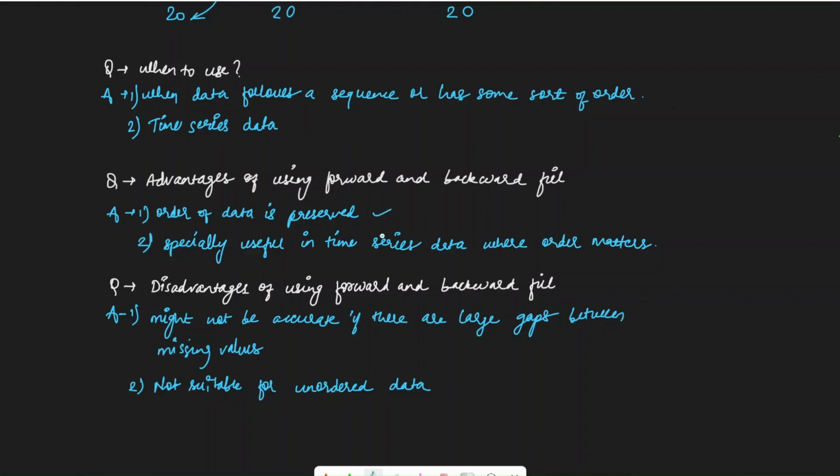There are a couple of advantages of using forward fill and backward fill. The first is that the order of data is preserved. It is especially useful in time series data where order matters, because here we are again preserving the order. A couple of disadvantages: we might not be accurate if there are large gaps between the missing values, and it is not suitable for unordered data. So if we have unordered data present, then obviously this is not the best choice.